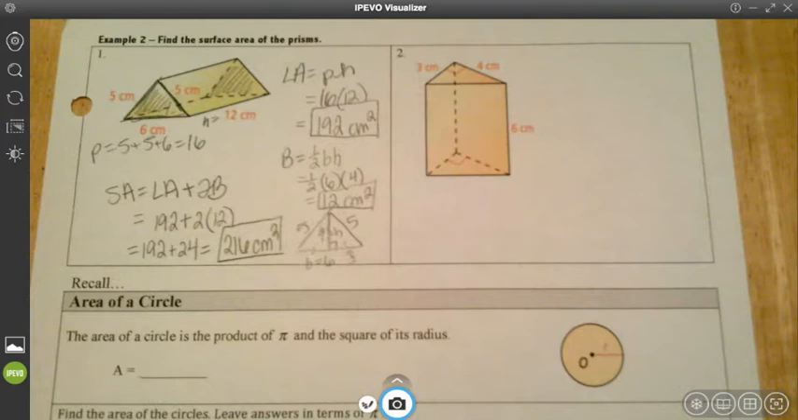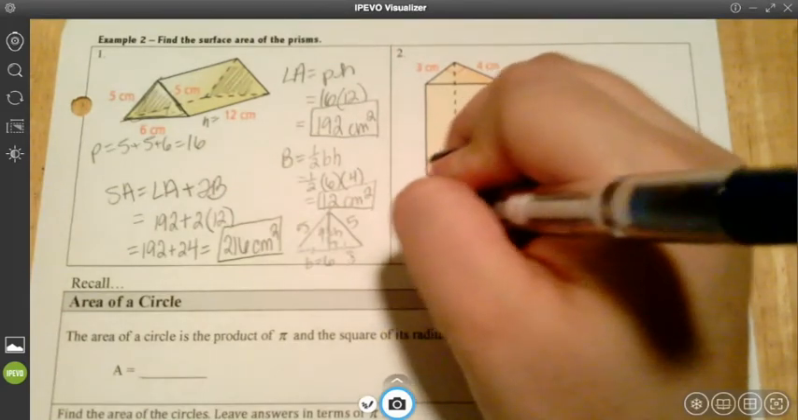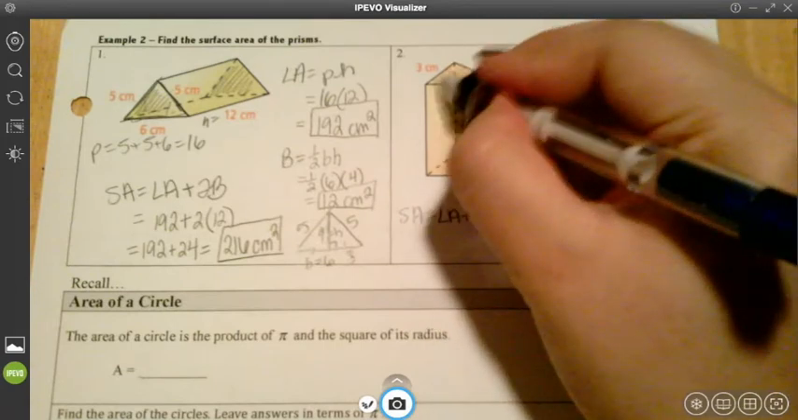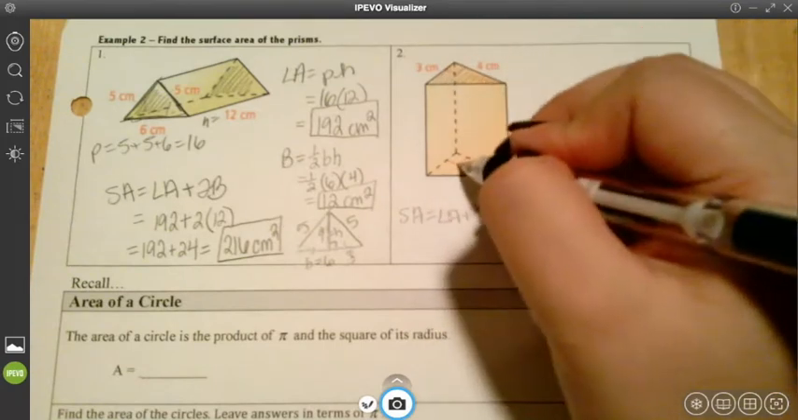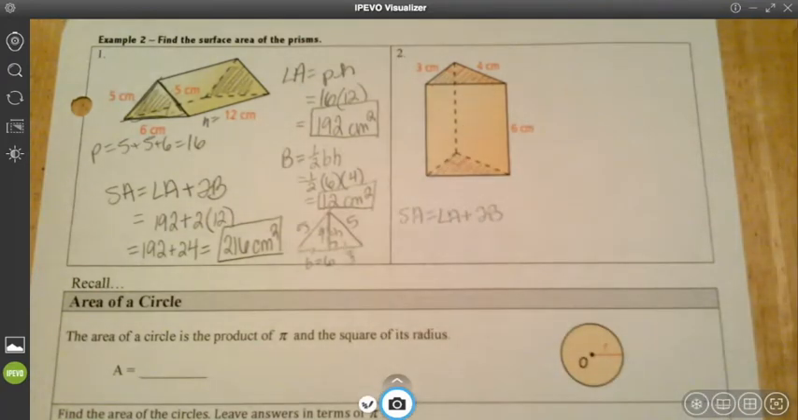Okay, let's try another one, same thing. We're gonna go through the steps together. So I need to find the surface area. Surface area equals lateral area plus I have two bases. Color in those bases. This is nice because now we have a right angle, so we won't have to calculate the height of our triangle.